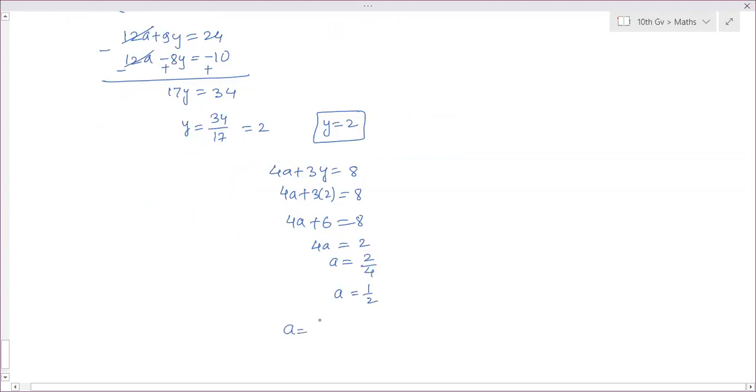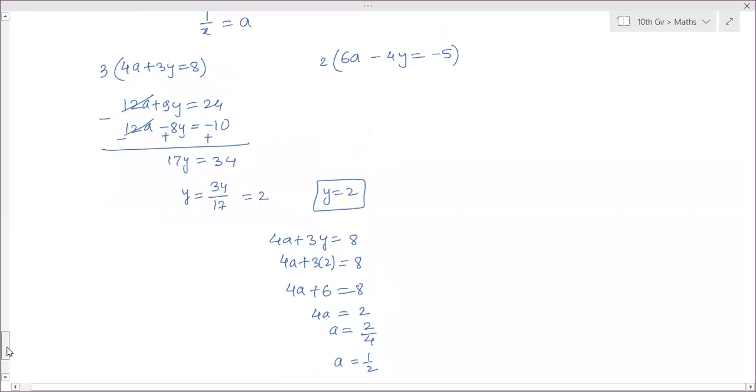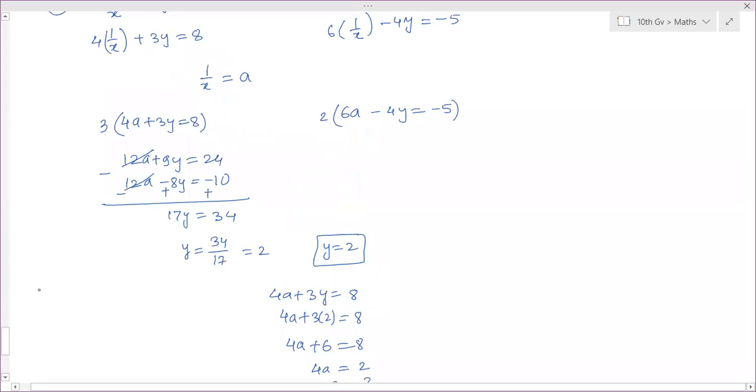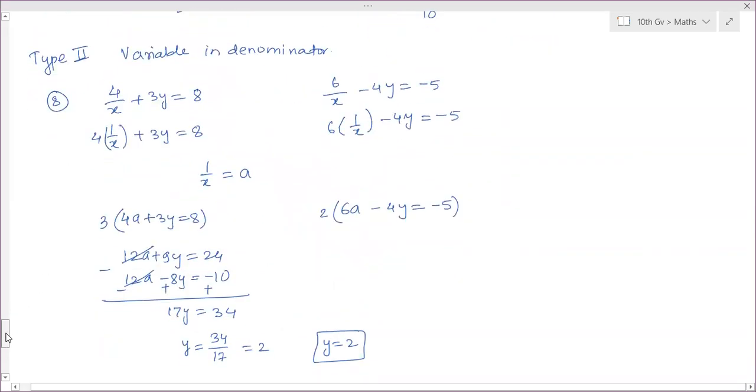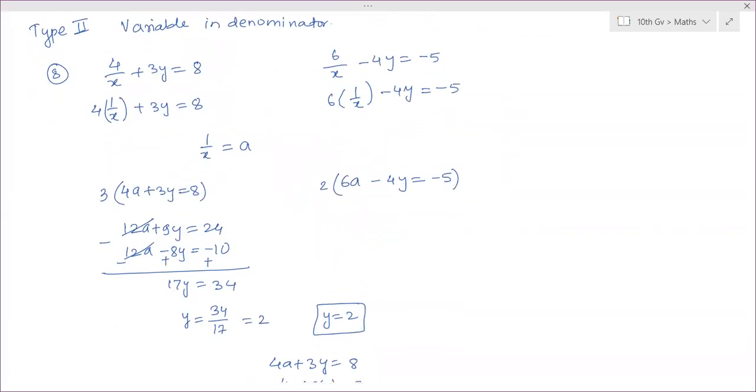So we had considered a is equal to 1 by x, and a is equal to 1 by 2, you got. So what is the value of x then? 2. It's 2. Take the reciprocal. So value of x is 2. This is called method of reduction. Is this clear? Yes, ma'am.